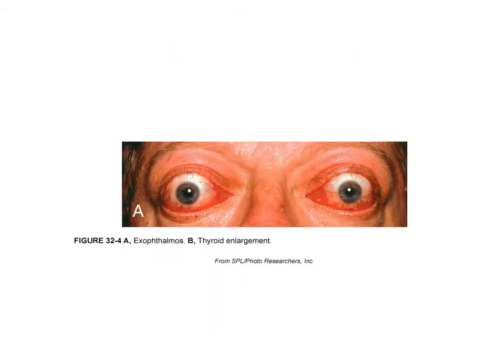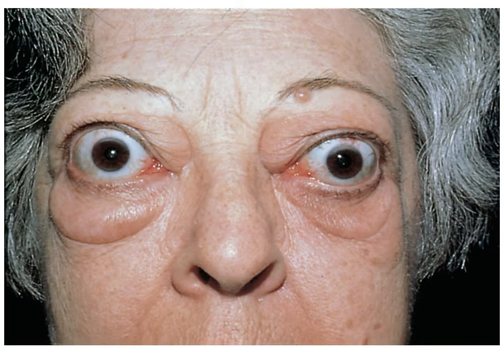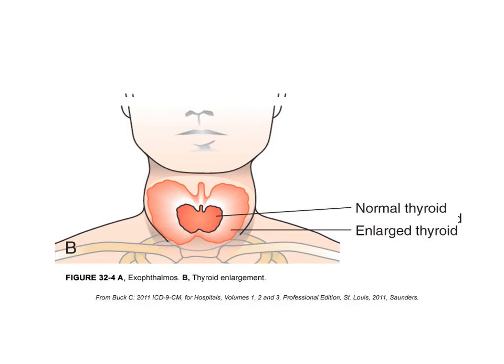So here we can see the bulging of the eyes caused by hyperthyroidism. Now again, we can see here the increase in size of a normal thyroid versus an enlarged thyroid.